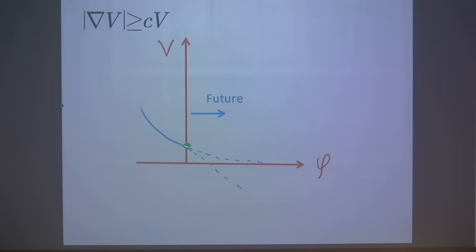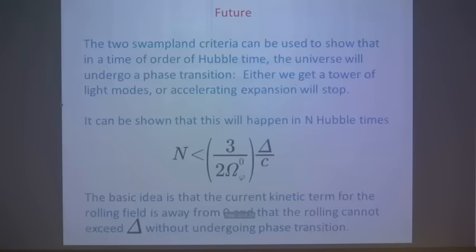Therefore, we can estimate how long it takes for this field to roll a distance delta. You find that the number of Hubble times for this to happen is proportional to delta over C. The delta is that other constant in the swampland conjecture, and C is the constant that I was talking about. These are both order 1 numbers, and you get 3/2, and this omega is 0.7, the fraction of energy in the dark energy. So this number is of order 1, which means the number of e-foldings left before we undergo a phase transition is of order 1 in Hubble time.